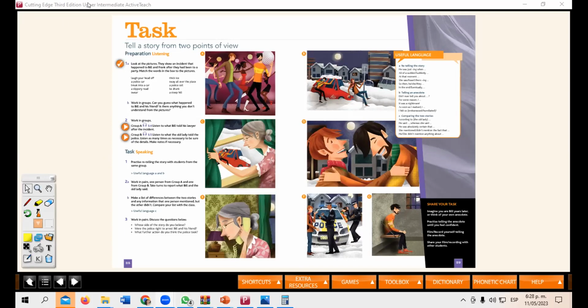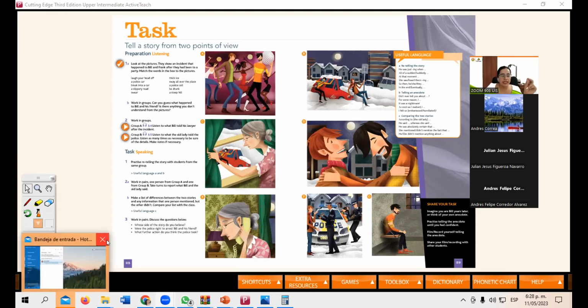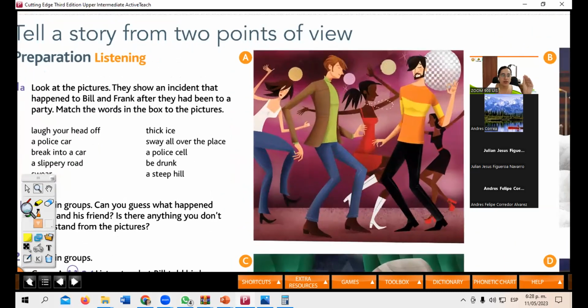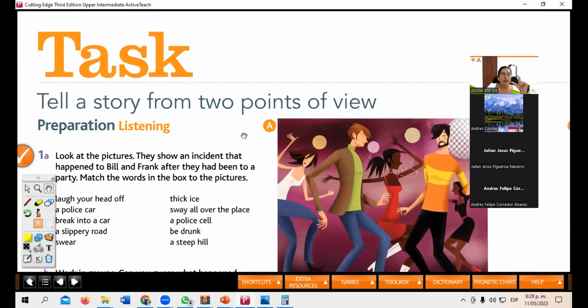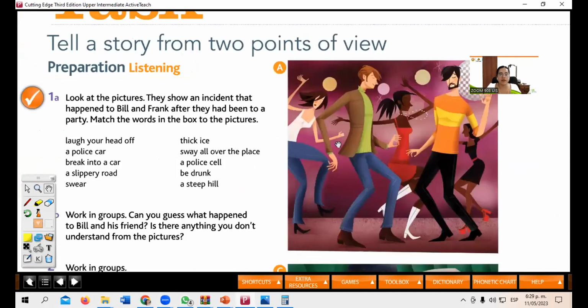All right, guys. Sorry, let's start. I was checking the attendance list. Now we're going to start on pages 28 and 29 from the book. We are going to do the task for Unit 3. This task is called Tell a Story from 2 Points of View. In this part, we're going to listen to a situation from 2 different people, okay? They narrate the situation and how they saw it or how they felt in that moment, okay?